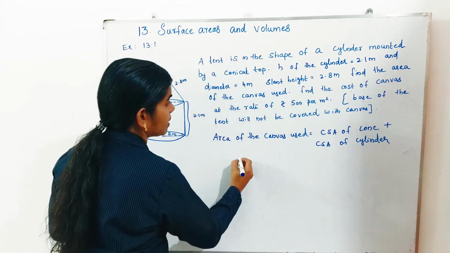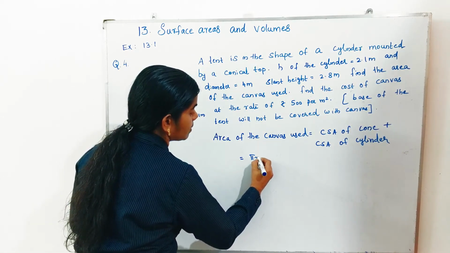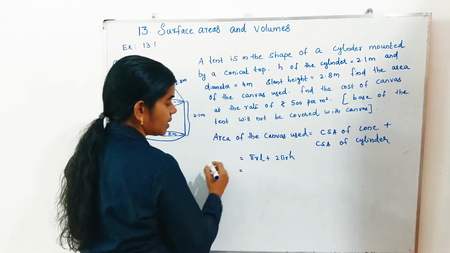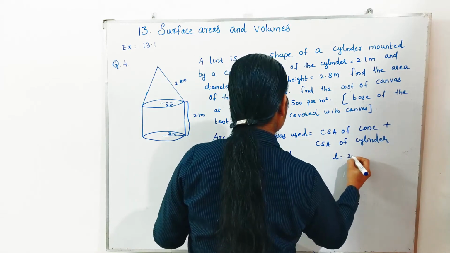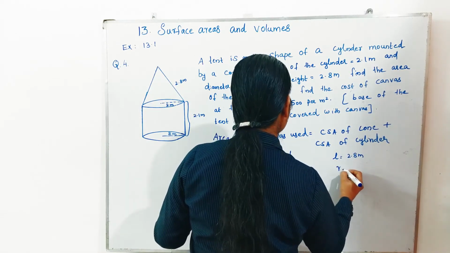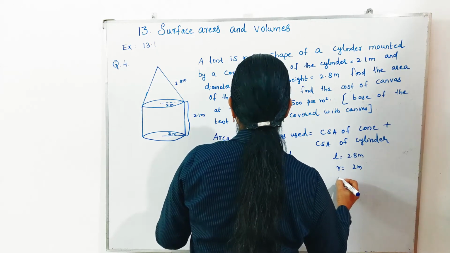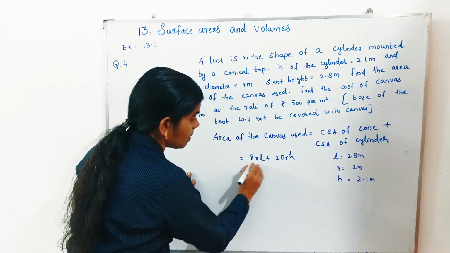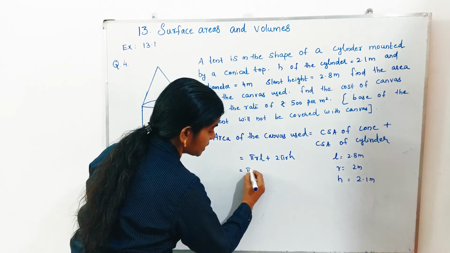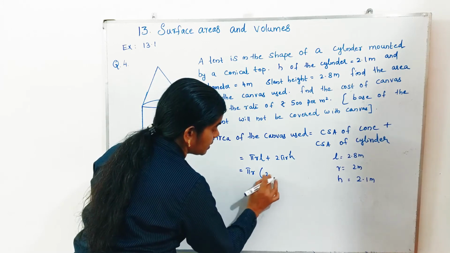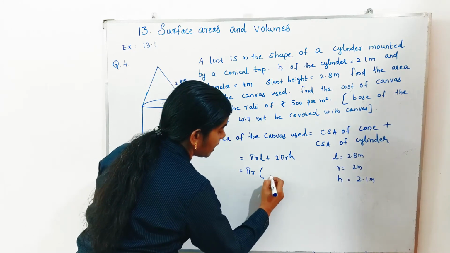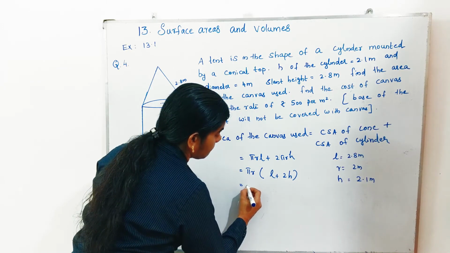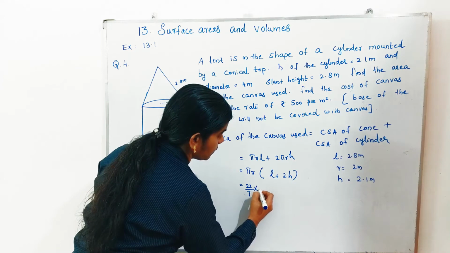Then we know that the area is pi r L plus 2 pi r H. Here L is equal to 2.8 meter, r is equal to 2 meter, and the height of the tent is equal to 2.1 meter. Then substitute the values. Pi r will be the common factor that we can take outside. After taking pi r, what remains is L plus 2H. Then 22 by 7 into 2.